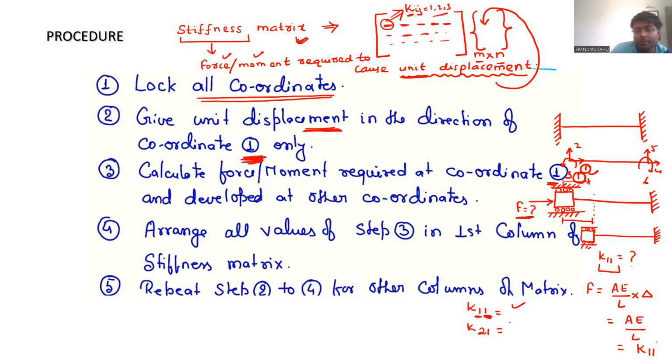Sir, due to disturbance at 2, means unit displacement at 2. What will be the force at 1 or K21? You are becoming confused between K21 and K12.